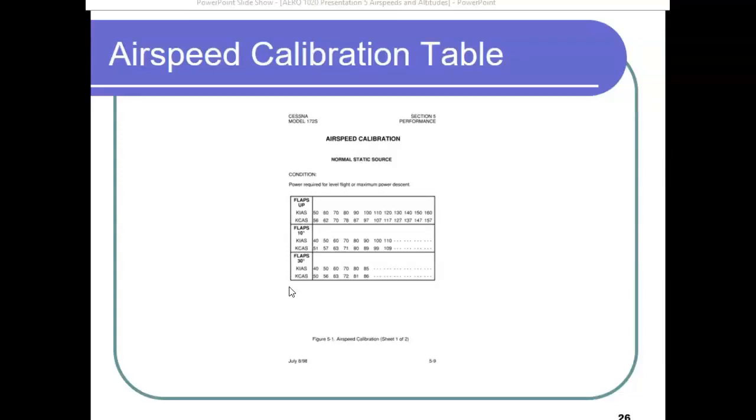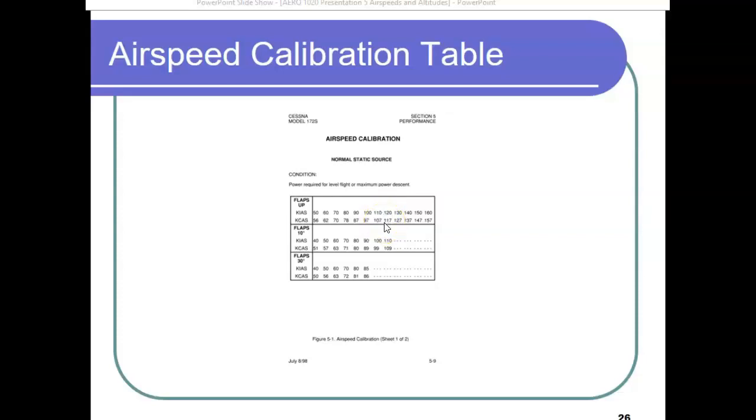Instead of a chart, Cessna puts out a table to show the difference between indicated airspeed and calibrated airspeed. As you can see, with flaps up, indicated airspeed of 50 knots results in a calibrated airspeed of 56 knots. So again, calibrated airspeed is higher than indicated airspeed at slow speeds. And then it disappears right around 80 and 90 knots. And then above 100 knots, calibrated airspeed is lower than indicated airspeed.